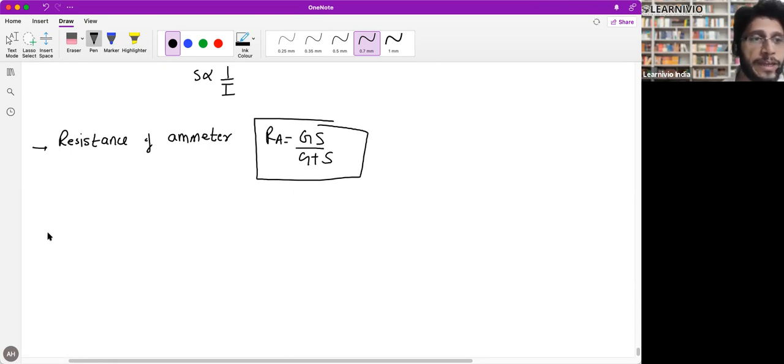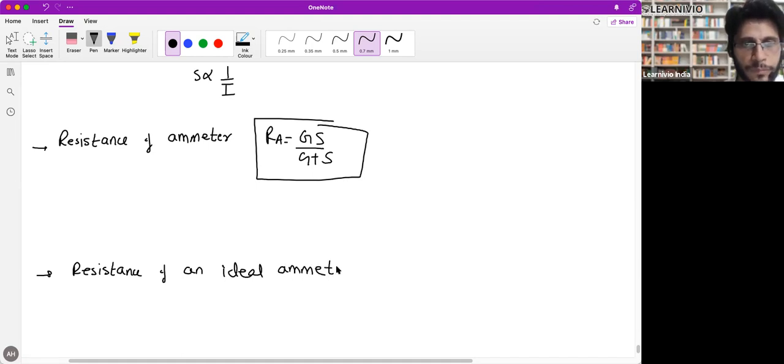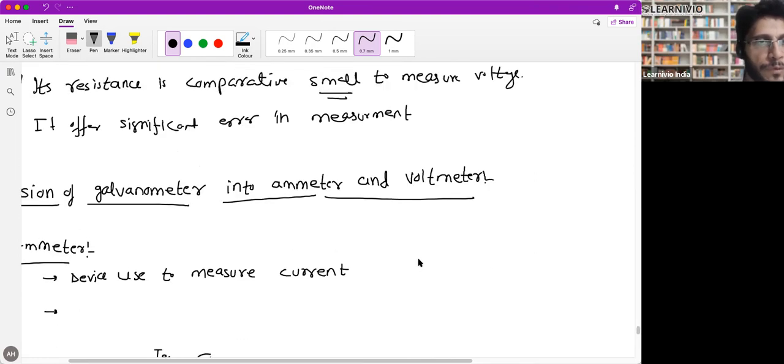So for an ideal ammeter, resistance should be 0. If you have an ideal ammeter, then its resistance is 0. Ideal ammeter means an ammeter which offers no error. So if resistance is 0, then it will not offer any error. Note it down and tell me if you have any doubts.